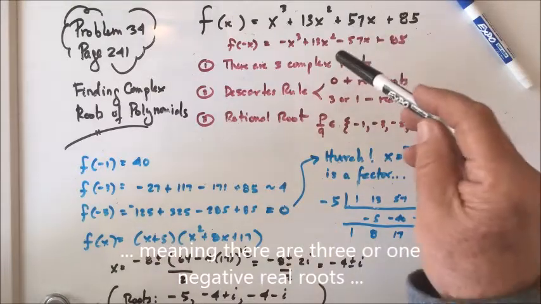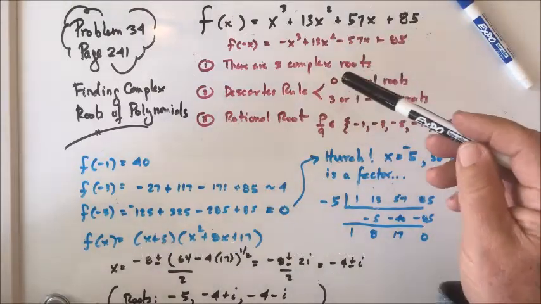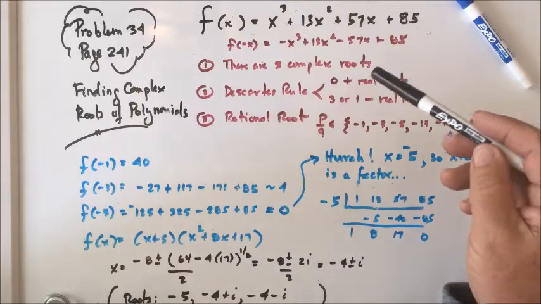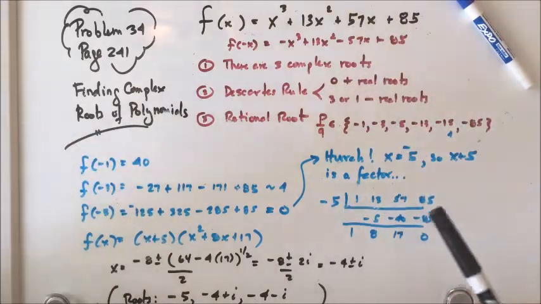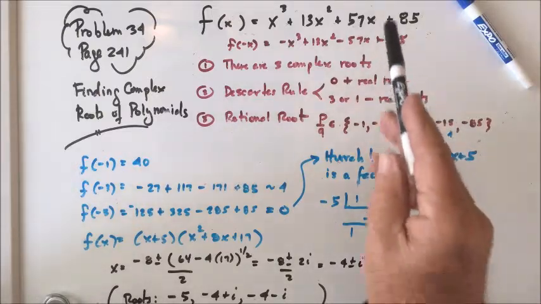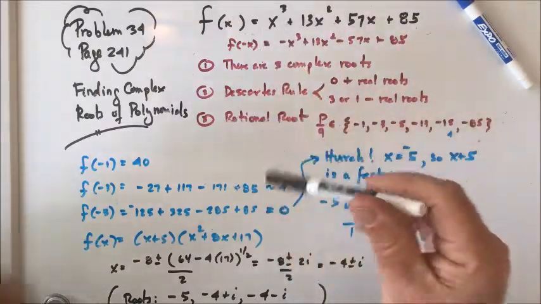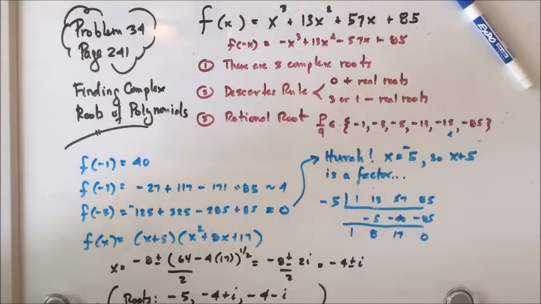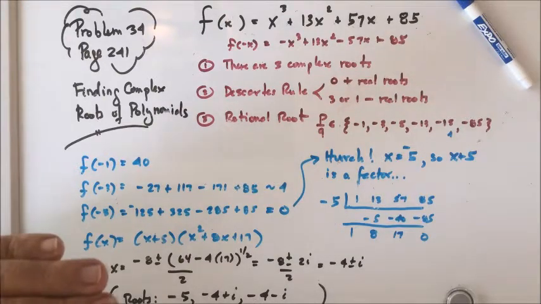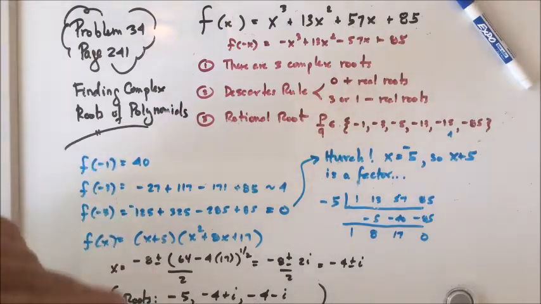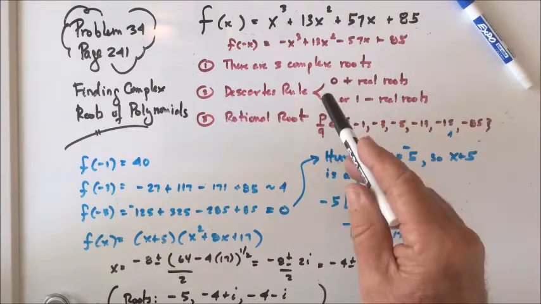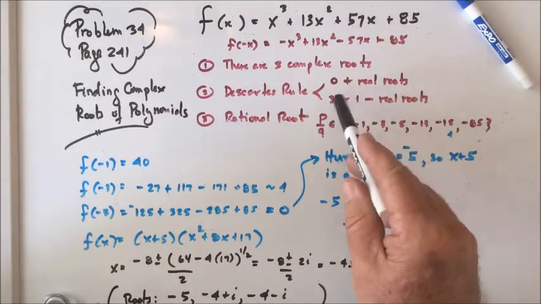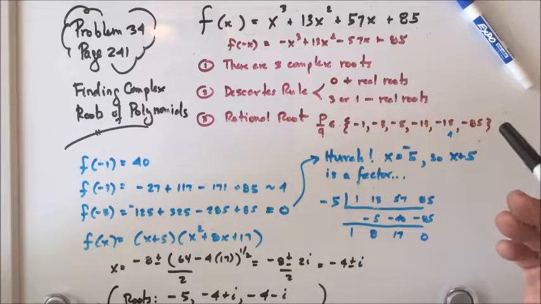You knew that there were 3 complex roots. You knew that there were no positive real roots. So at that point, that means that either there's 1 real root and 2 complex conjugates, because of the conjugate pair theorem, complex roots occur as conjugate pairs. So either you've got 1 negative real root and 2 complex conjugates, or you've got 3 negative real roots.